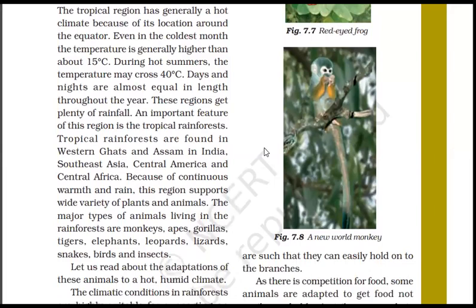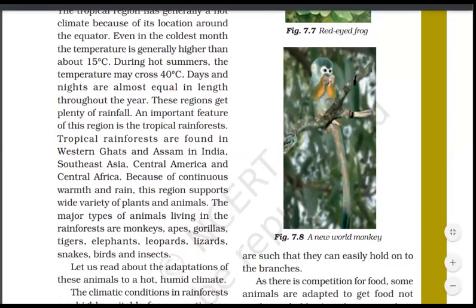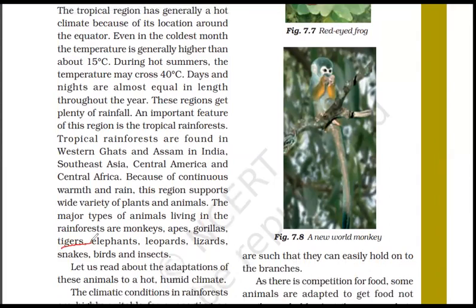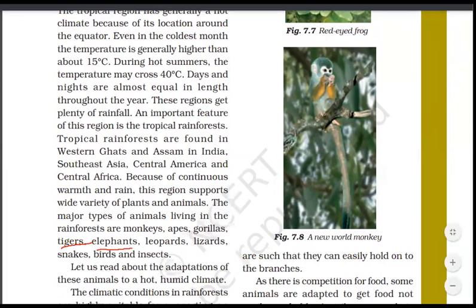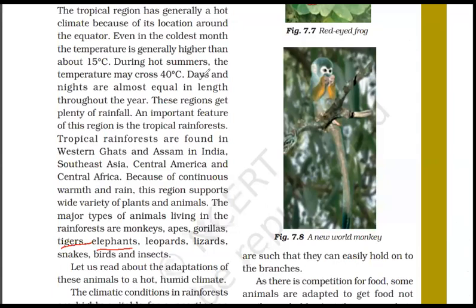So this was about the tropical region. What kind of animals live in the tropical region? Animals like monkeys, apes, gorillas, tigers, elephants, basically most of the animals found in India, because half of the places of India fall in a tropical region. So most of the animals that you can see all fall under the tropical region, as simple as that. Frogs are found everywhere.